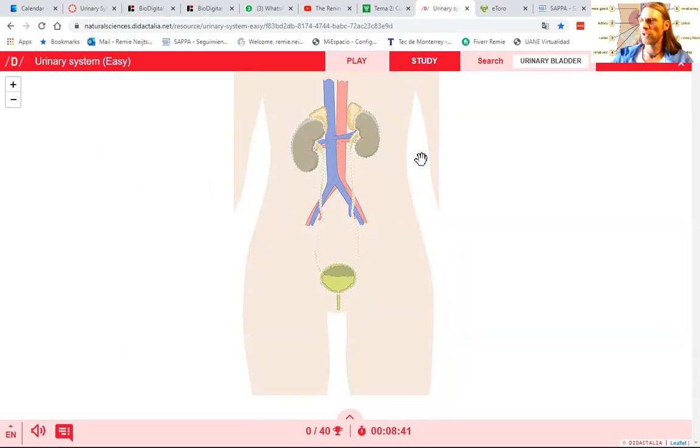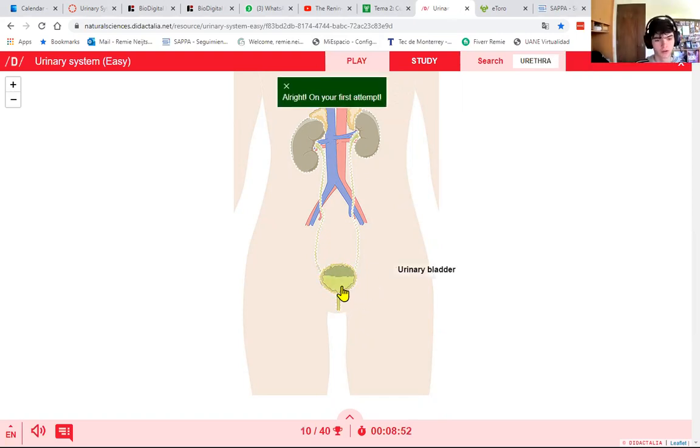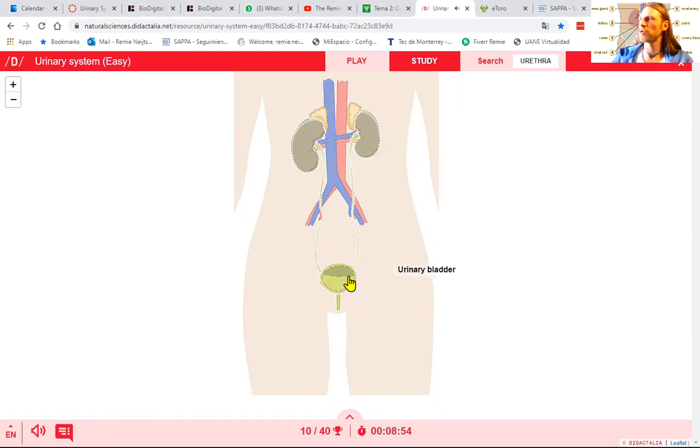So Santiago, where is the urinary bladder? At the bottom, like the big one that the tubes lead to. Yes. Okay. Yeah, that one. That's a good one. Gustavo, you're next.